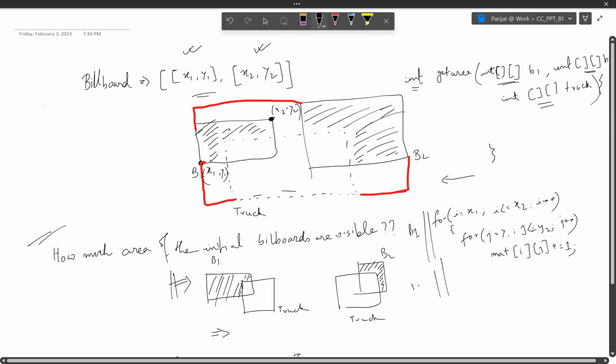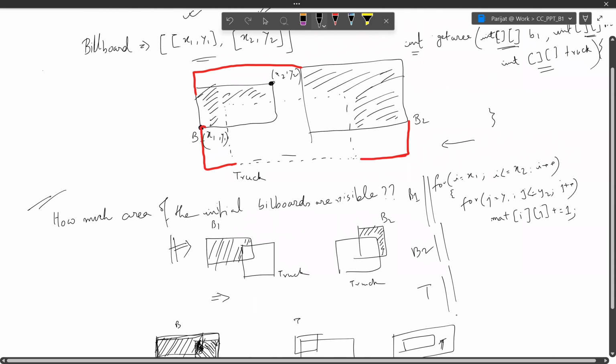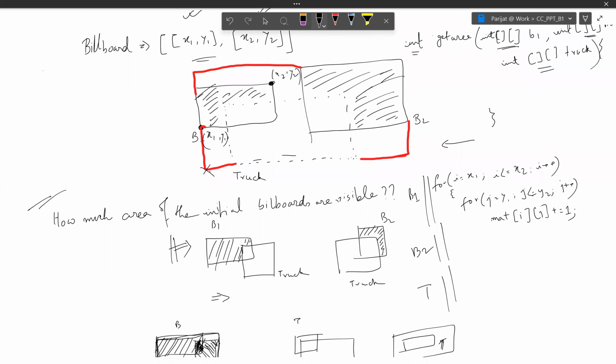The similar thing you do for billboard 2. The similar thing you do for the truck. So 3 order n square loops. At the end, you now search the whole space. For the whole space, how do you run the loop? This value will be the minimum of x1, x2, and say this one was x3, x4, and this one was x5, y5, and this one was x6, y6.